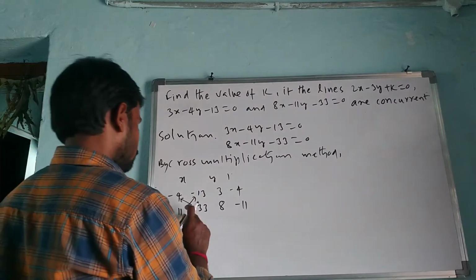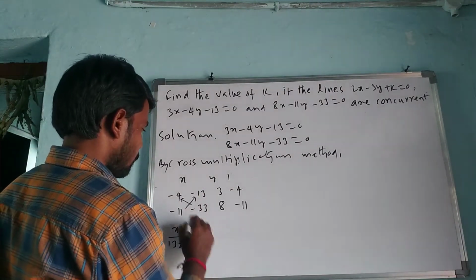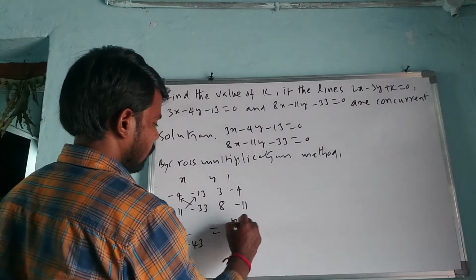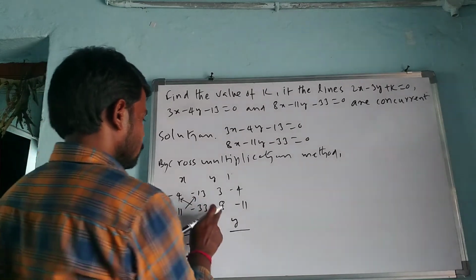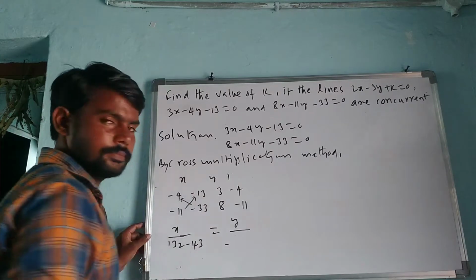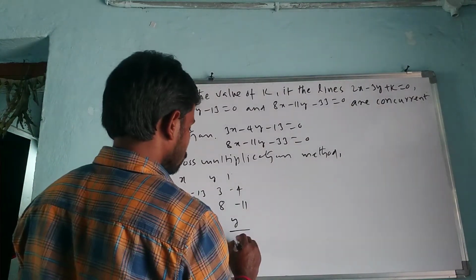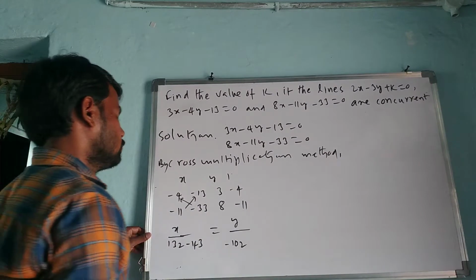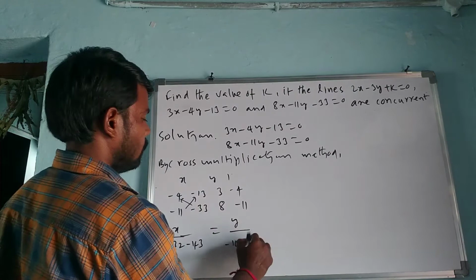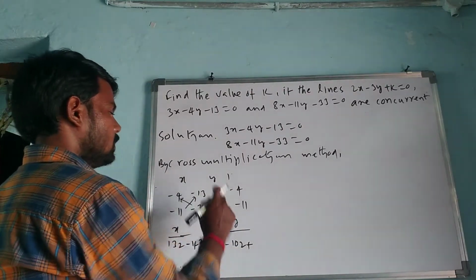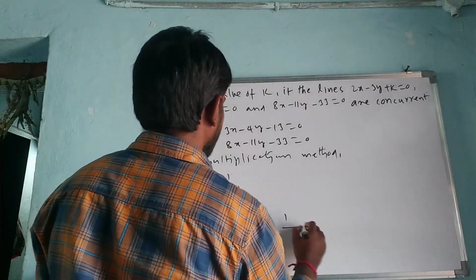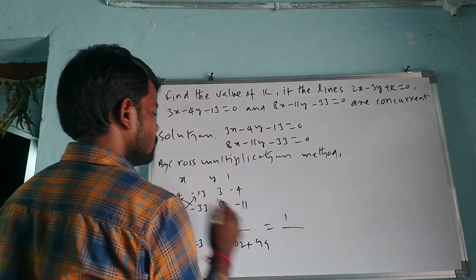11 into 13, 11 threes are 33, so 143. Then y. Here 8 into 13, we have the minus here. 13 eights are 104. And then in the middle we have minus into minus, plus. 33 threes are 99. Then we have 1.